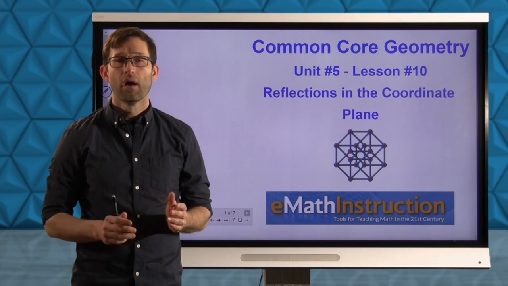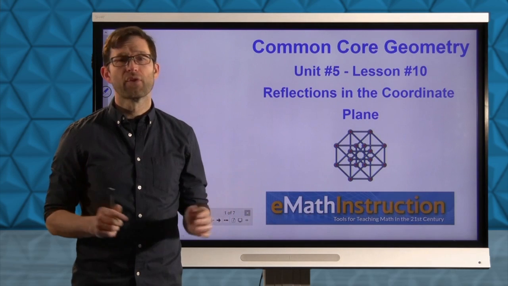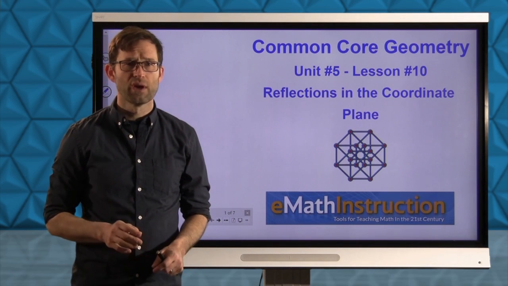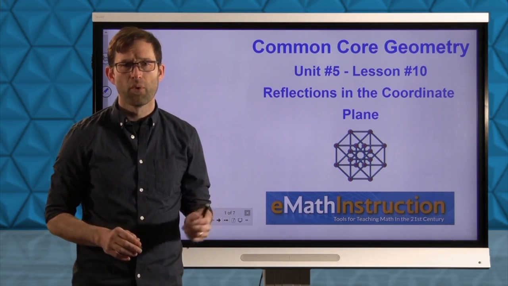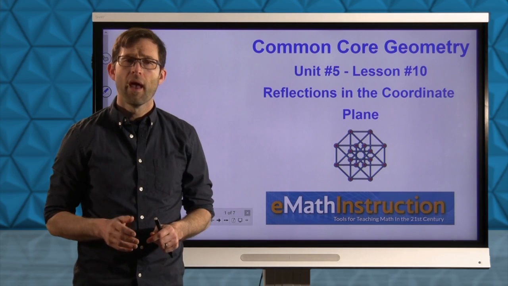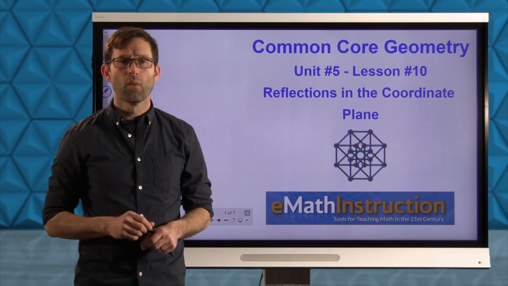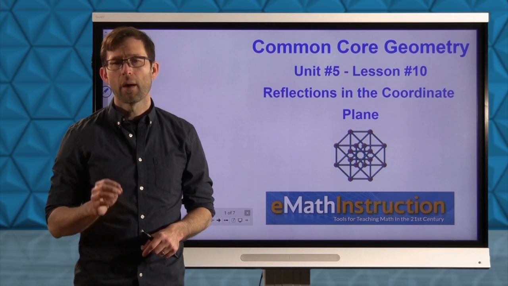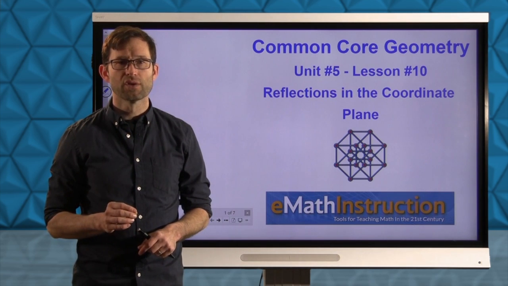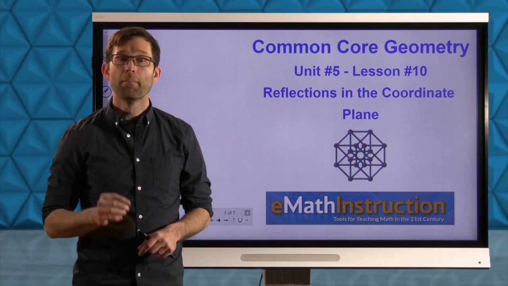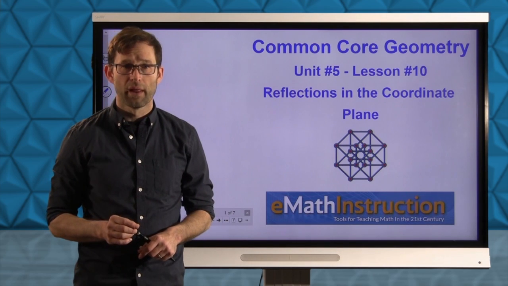Today we'll be doing Unit 5, Lesson number 10 on reflections in the coordinate plane. Unit 5 is all about the coordinate plane, the tools of coordinate geometry like the slope formula, the midpoint formula, and the distance formula. In the last few lessons in this unit, we're moving back and taking a look at some of the transformations that we worked with in Unit 2, but strictly now in the coordinate plane.